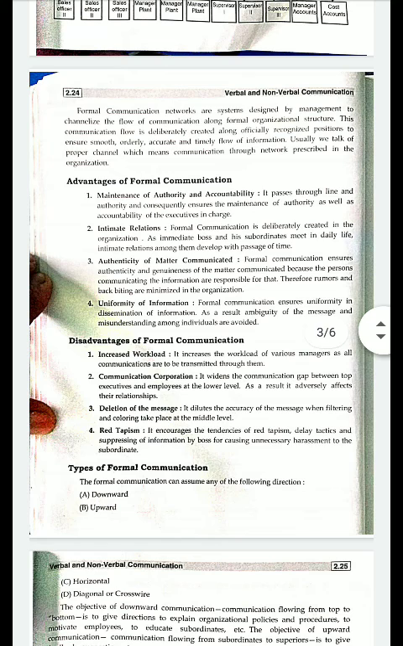Again, you can see the advantages of formal communication. The first one is maintenance of authority and accountability. To maintain a good systematic flow of information, we need accountability and authority. With the help of authority, we can manage our books of account in a systematic manner. Next one is intimate relationship. With the help of formal communication, we can form good relationships among the employees in the organization.